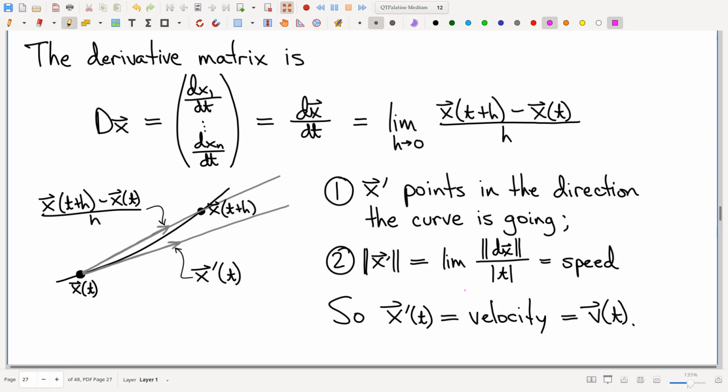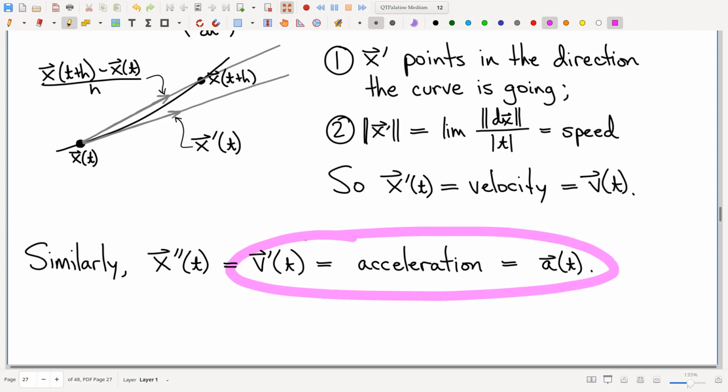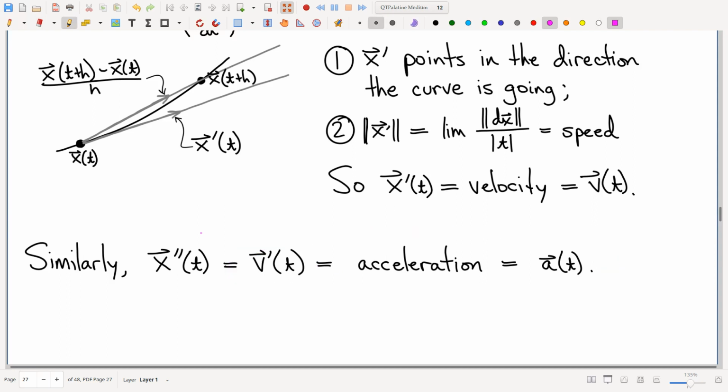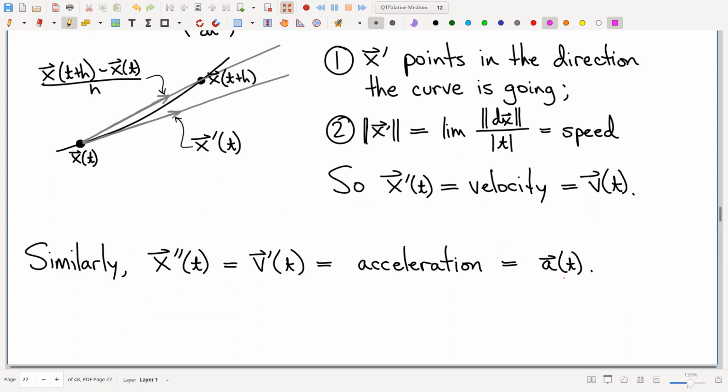Okay, so hopefully this is a recovery of single variable ideas that you'll recall from your Calc 1 classes. And by the way, totally analogous. Remember, the derivative of velocity is acceleration, and so that means that the second derivative of position is acceleration. Okay. All right, so now example.